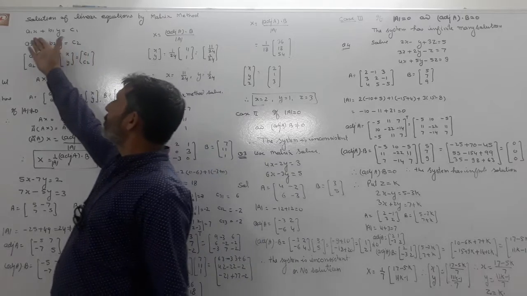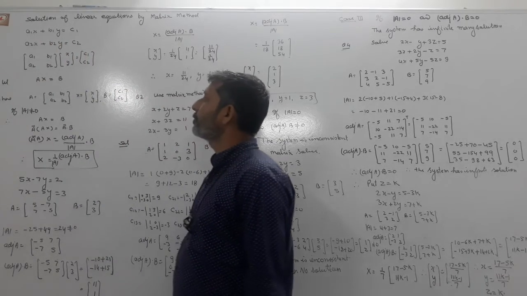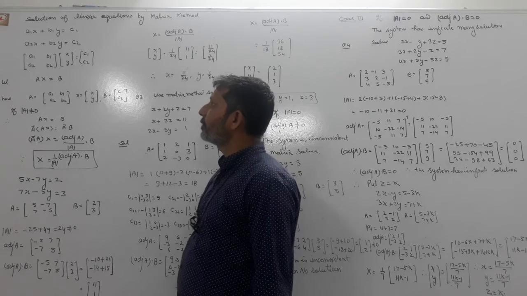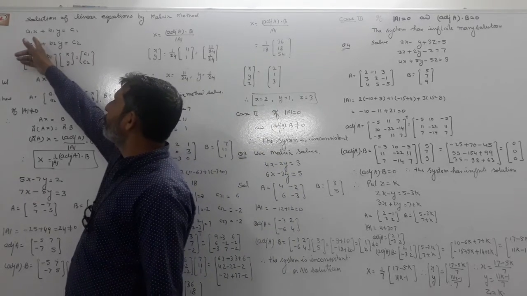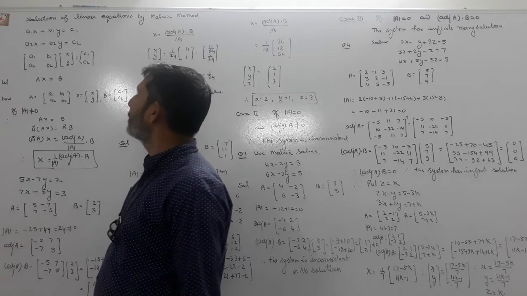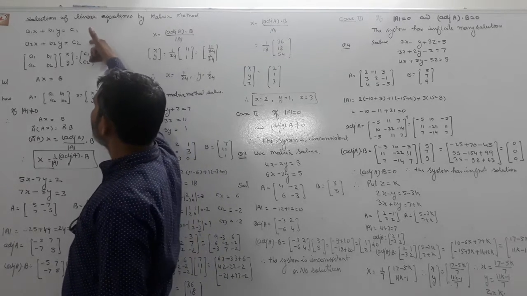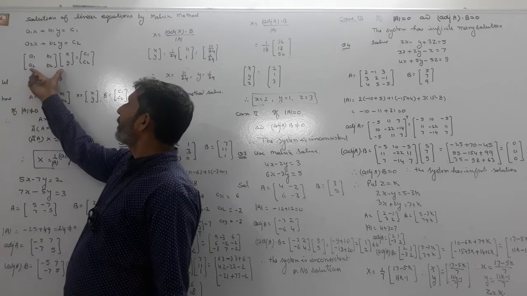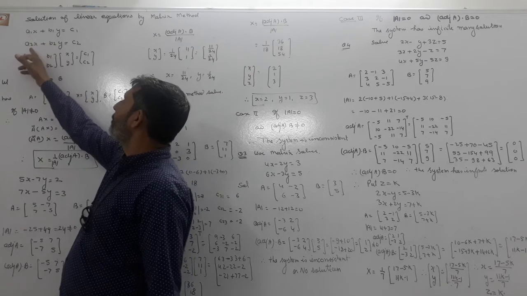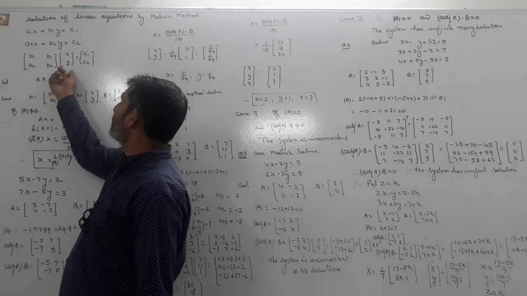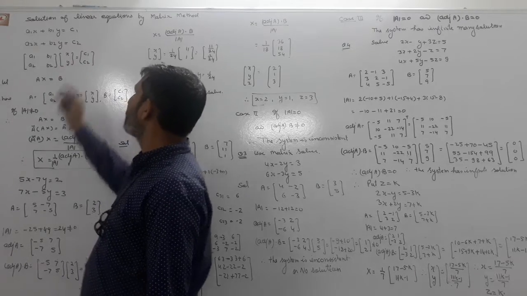Let's suppose that the first equation is a1x plus b1y equals c1, and the second equation is a2x plus b2y equals c2. These are linear equations of two variables, because in these equations x and y are the two variables, and these are two equations. So first we write down the coefficients of x and y, a1, b1 and a2, b2, and x, y, the variables, in a column matrix, equals the constants.